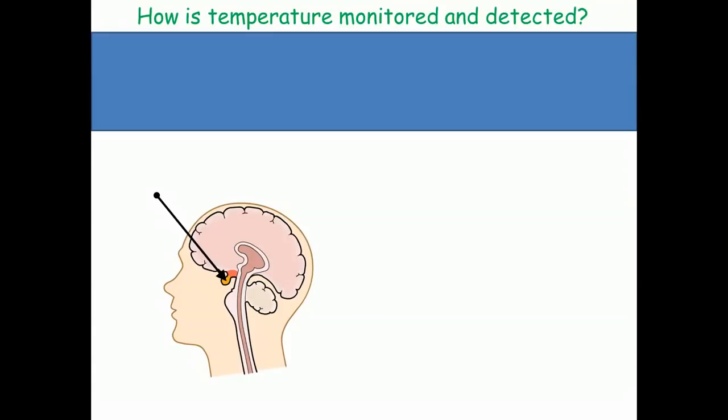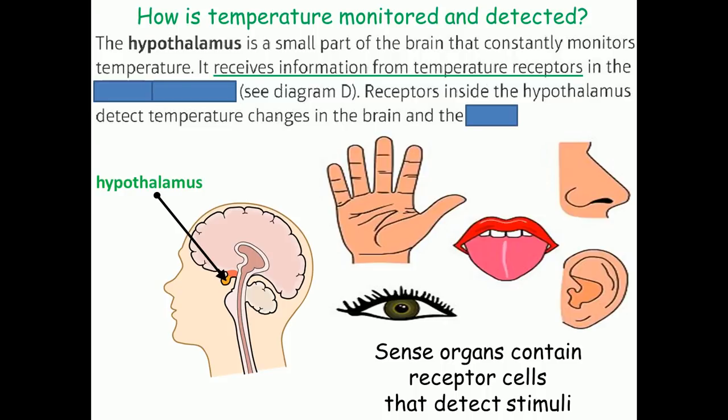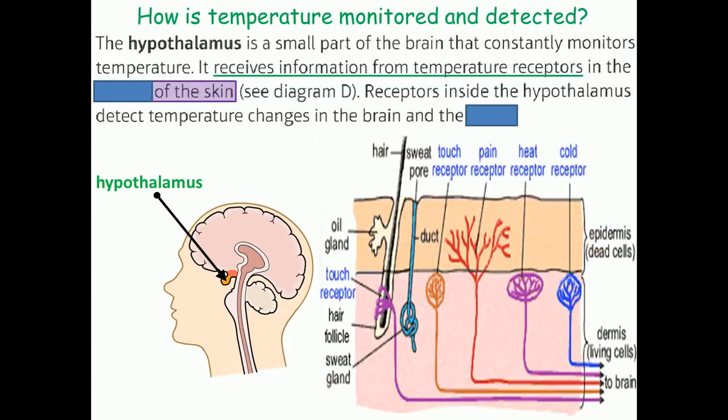So how could you detect and monitor the temperature in the body so that you could maintain it at a constant 37 degrees Celsius? Well, the temperature is monitored by the hypothalamus, and it receives information from temperature receptors, and there are two different methods it can receive information about whether the temperature has increased or decreased. And we know that temperature receptors are found in sense organs from previous units, so you could actually find them in the skin. And from the spec, you need to know that it's from the dermis of the skin. And that will help detect any change in external temperature and transmit that information to the hypothalamus.